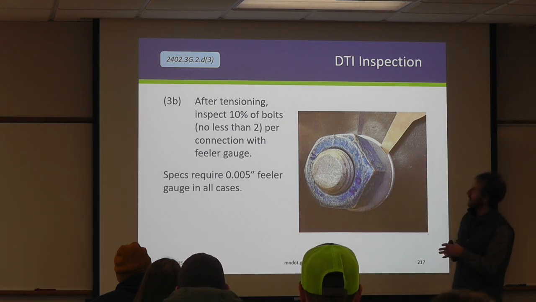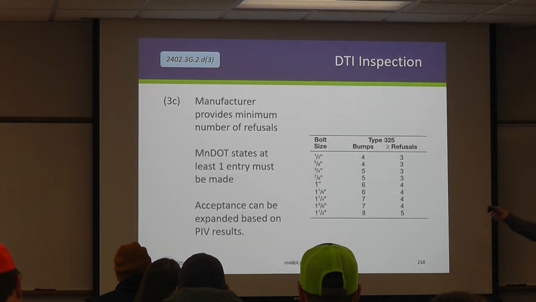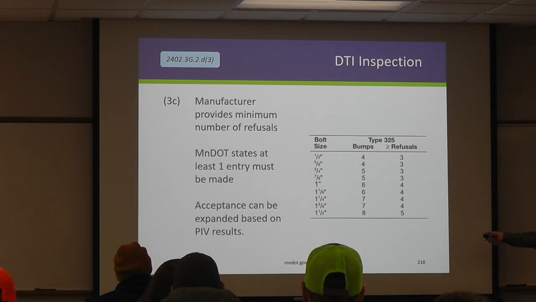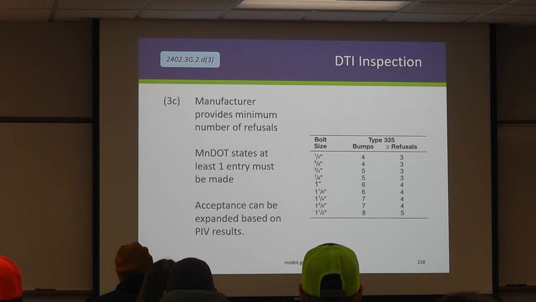What we talk about is that we have a minimum amount of entries per the manufacturer, but MnDOT talks about that there has to always be one open. Always have to have one entry. So they can't be crushed completely flat. Caveat to this, we allow 10% of them to be completely crushed flat.